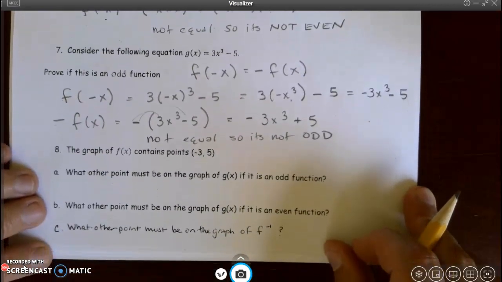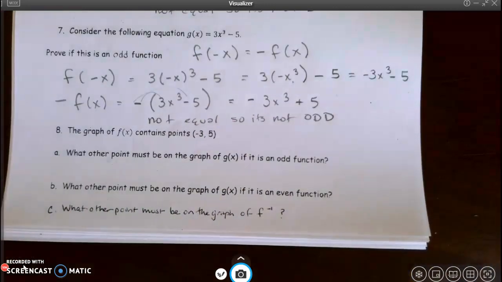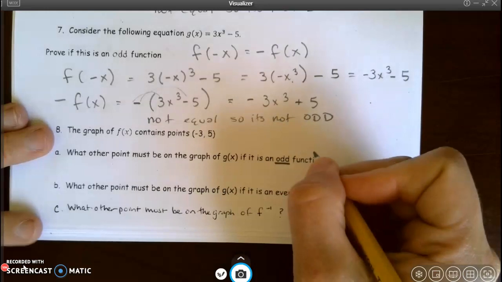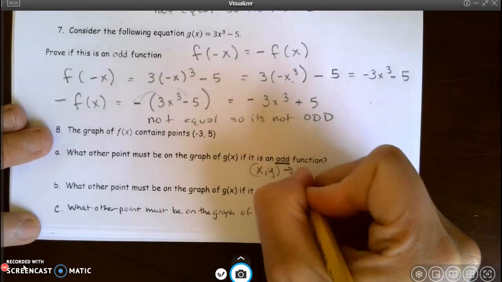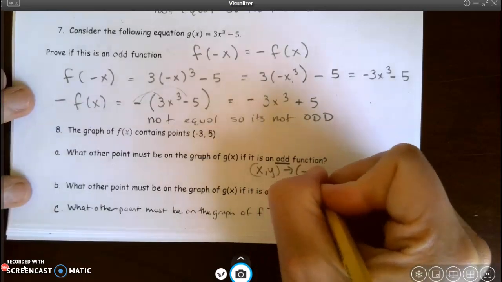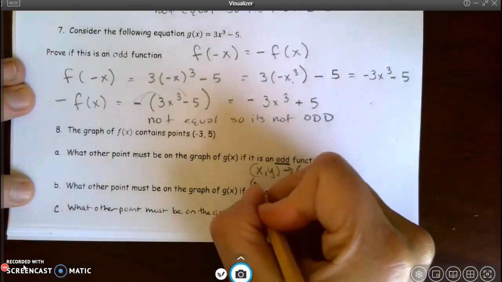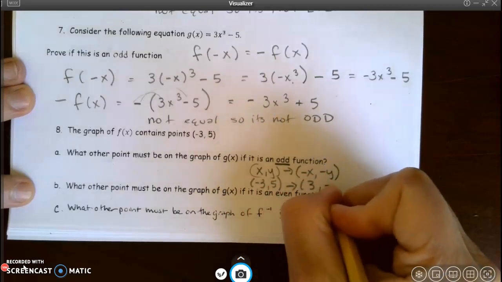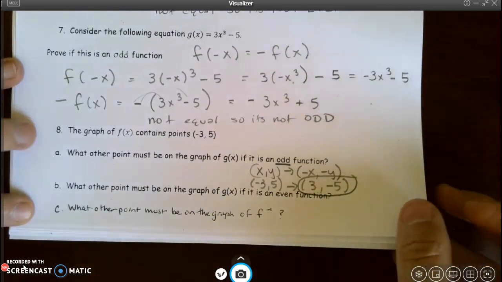All right, number 8 says that the graph of f of x contains the point (-3, 5). What other point must be on the graph of g of x if it is an odd function? Remember, when it's odd, (x, y) rotates around the origin, so both x and y change. So let's see, (-3, 5) is going to become (3, -5). Okay, that's my answer there.